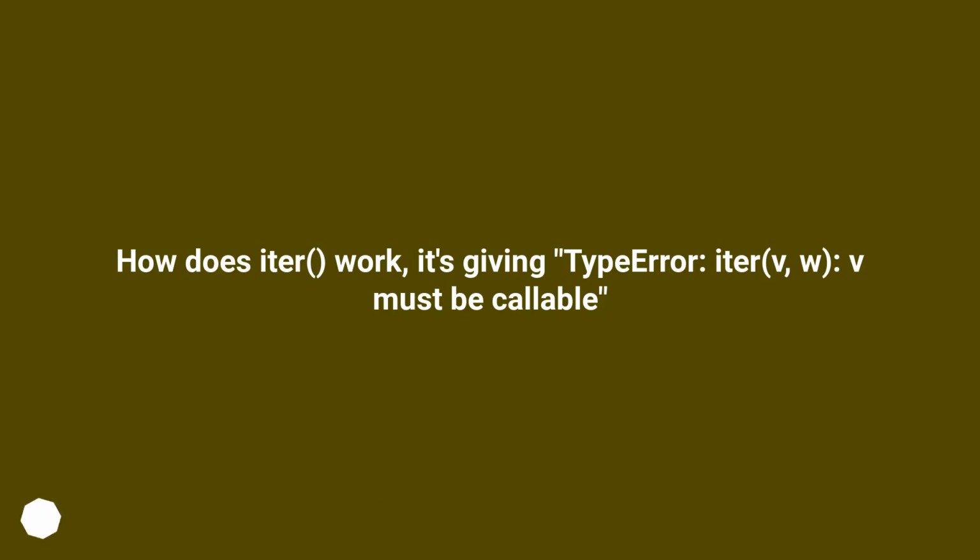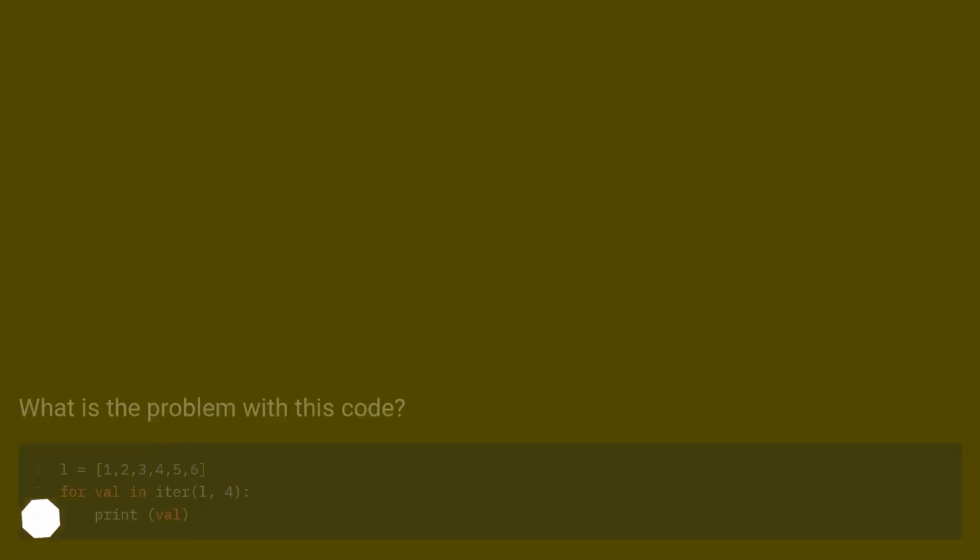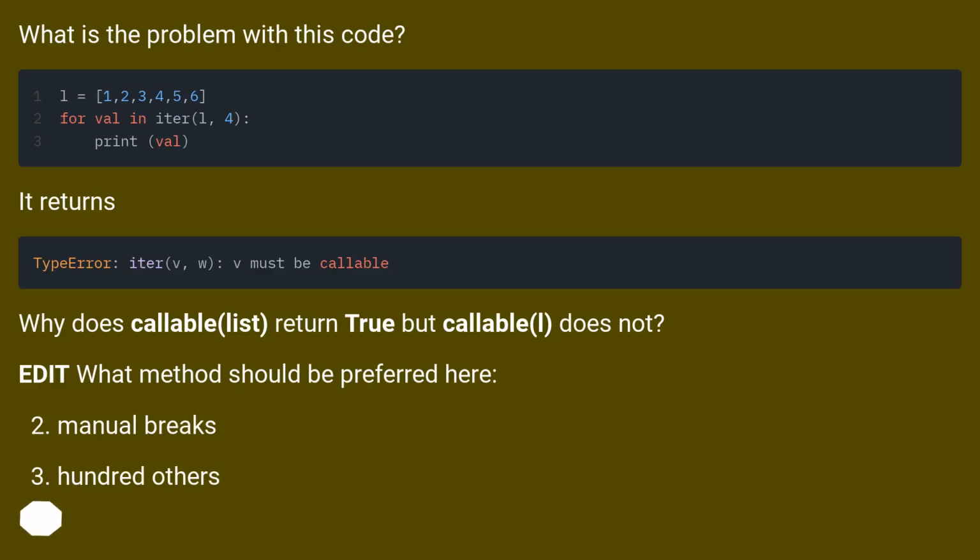How does iter work? It's giving type error, iter v, w, v must be callable. What is the problem with this code? It returns. Why does callable list return true but callable L does not? Edit: what method should be preferred here? Manual breaks, 100 others.